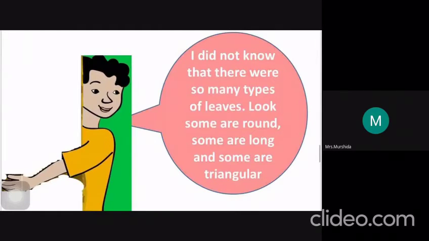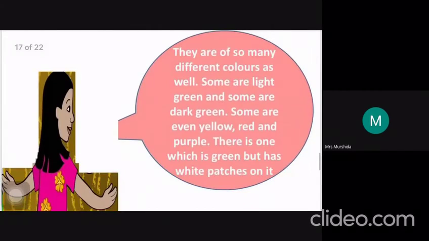Now, Ammu said, they are of so many different colors as well. Some are light green, some are dark green, some are even yellow, red, and purple. There is one which is green but has white patches on it. So, these were the different colors of leaves which children collected.